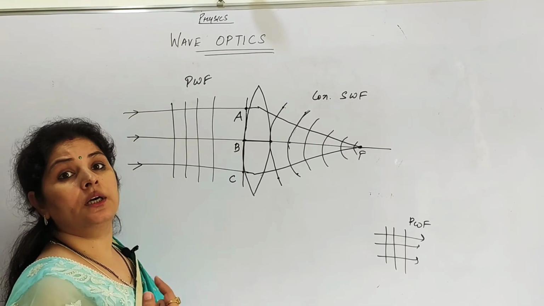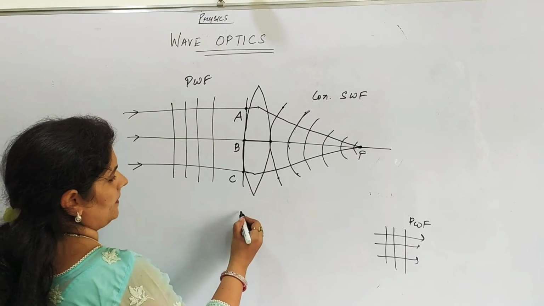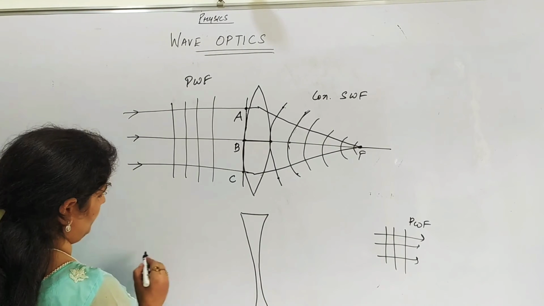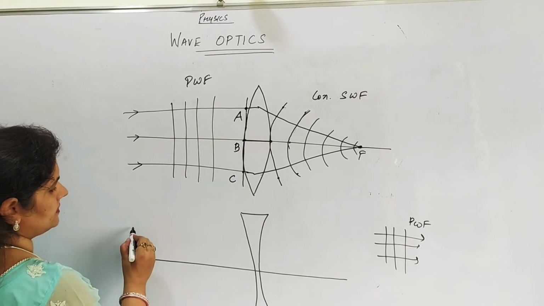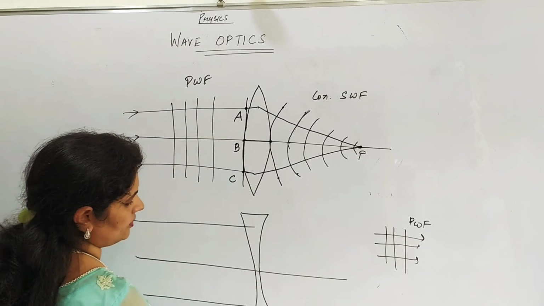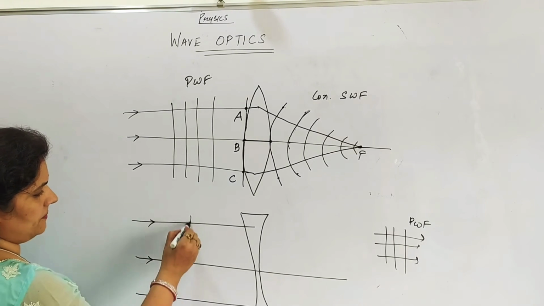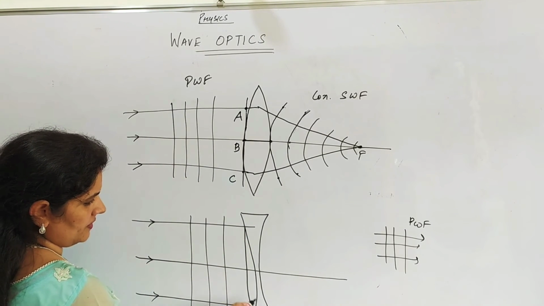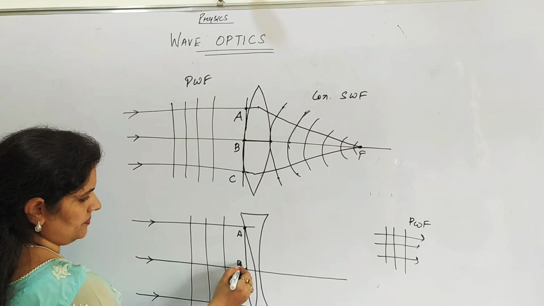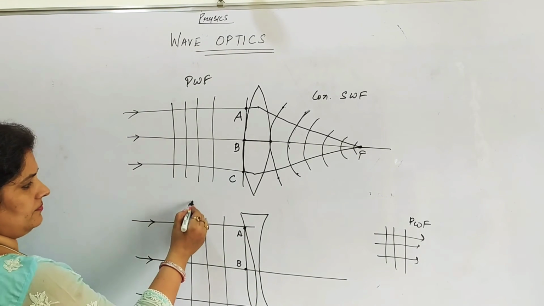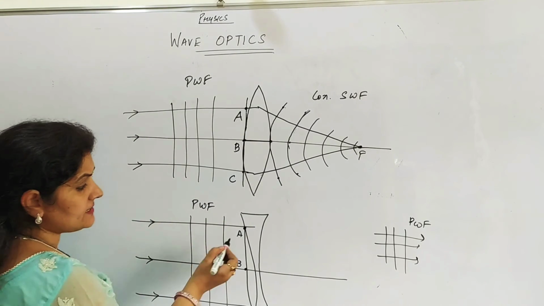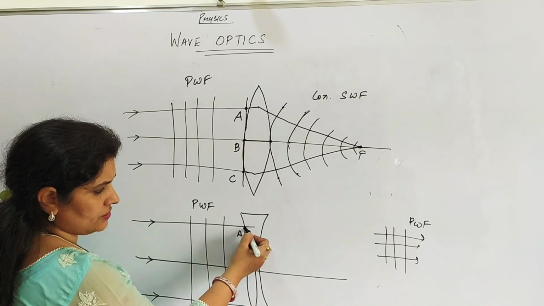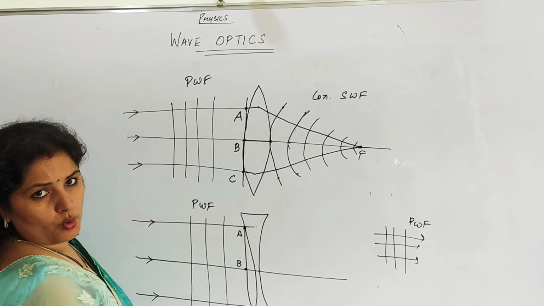Proceeding in the same manner for the concave lens. So there is a set of rays falling on the lens. Parallel set of rays means plane wavefront. Let us name this as A, this as B, this as C. This is the plane wavefront. As compared to A and C, B has to travel less thickness. This much thickness only. A has to travel more, C also has to travel more.